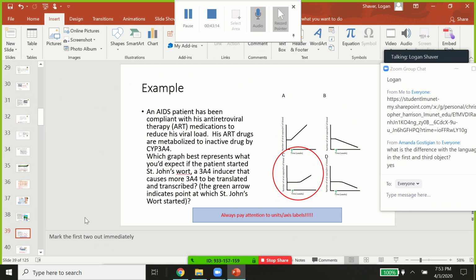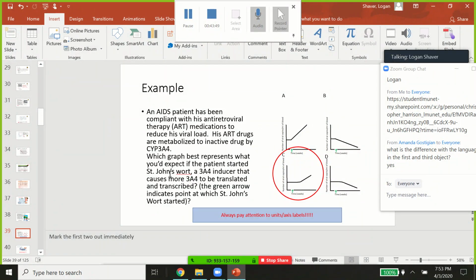And the reason that I put down here, it says mark the first two out immediately, is because when you read through it, basically what happens is this person has AIDS and they take ART drugs. So that's kind of like the drugs you would take if you have HIV or AIDS. And so that's acting through 3A4. Not really important to know with 3A4 on this example per se. So it's not something that I really remember, but it's a good example about what kind of things she could ask.